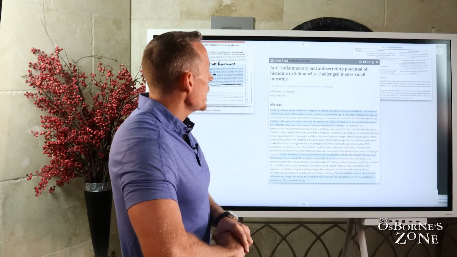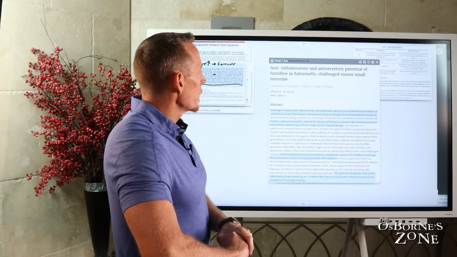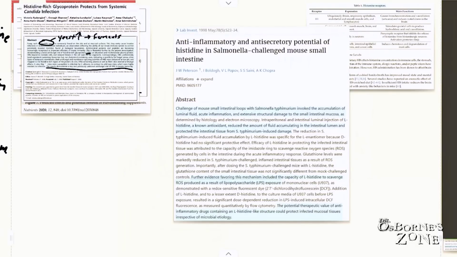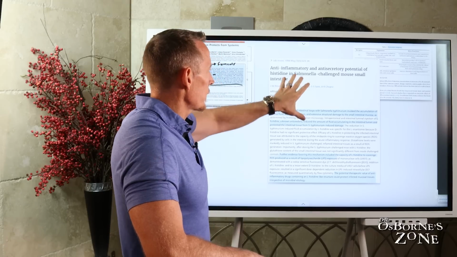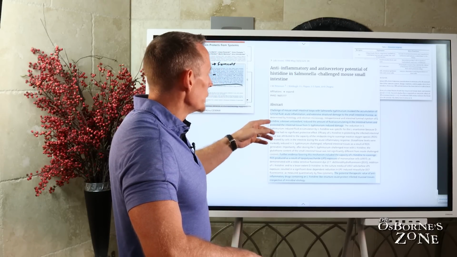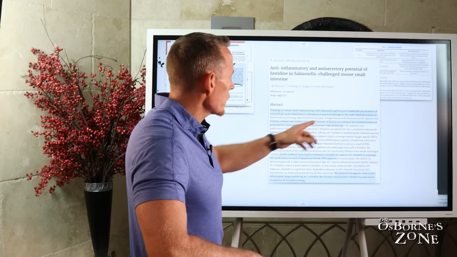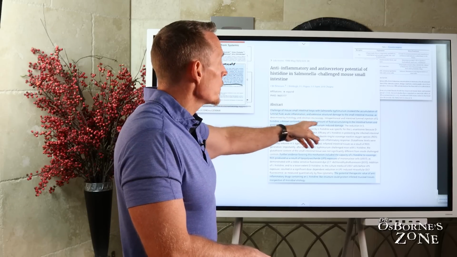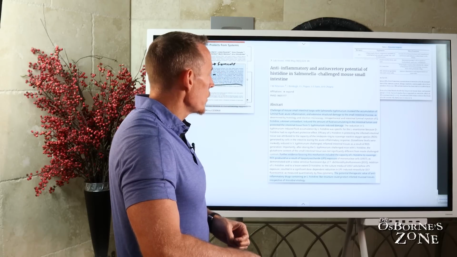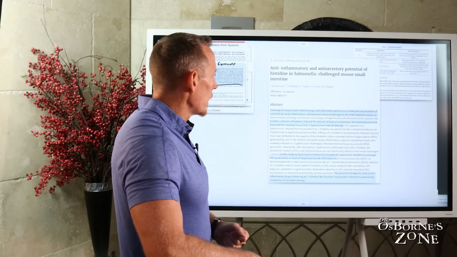You see in this study, anti-inflammatory and anti-secretory potential of histidine. This is another mouse study, but this was against salmonella. So I was telling you earlier about inflammatory bowel disease and histidine having potential benefit. Again, you can have inflammatory bowel disease caused by Candida. You can also have inflammatory bowel disease problems caused by bacteria like salmonella. So you see here in this mouse study, histidine, a known antioxidant, reduced the amount of fluid accumulating in the intestinal lumen and protected the intestinal tissue from the damage of salmonella.